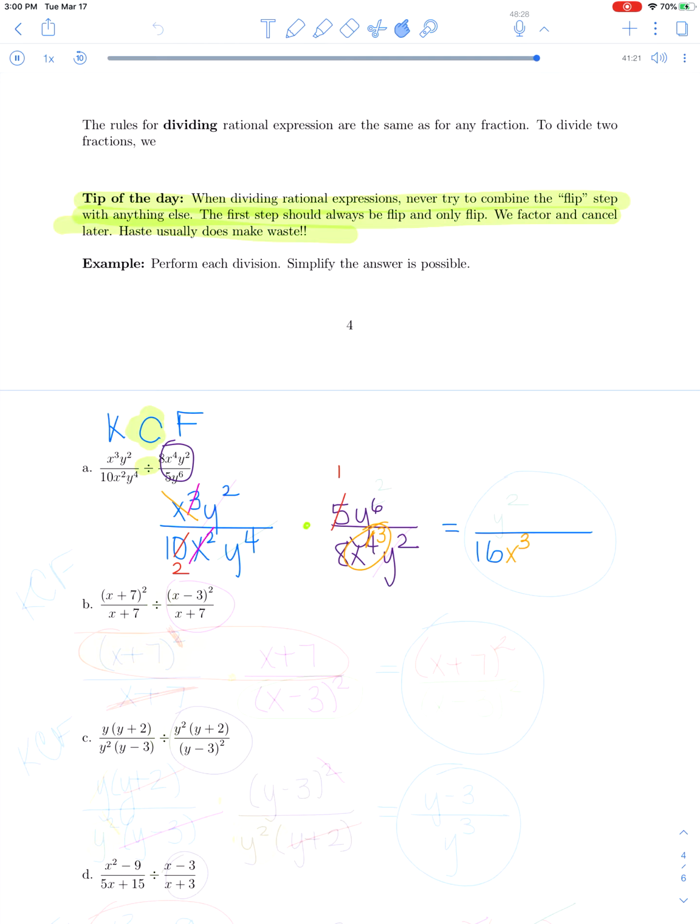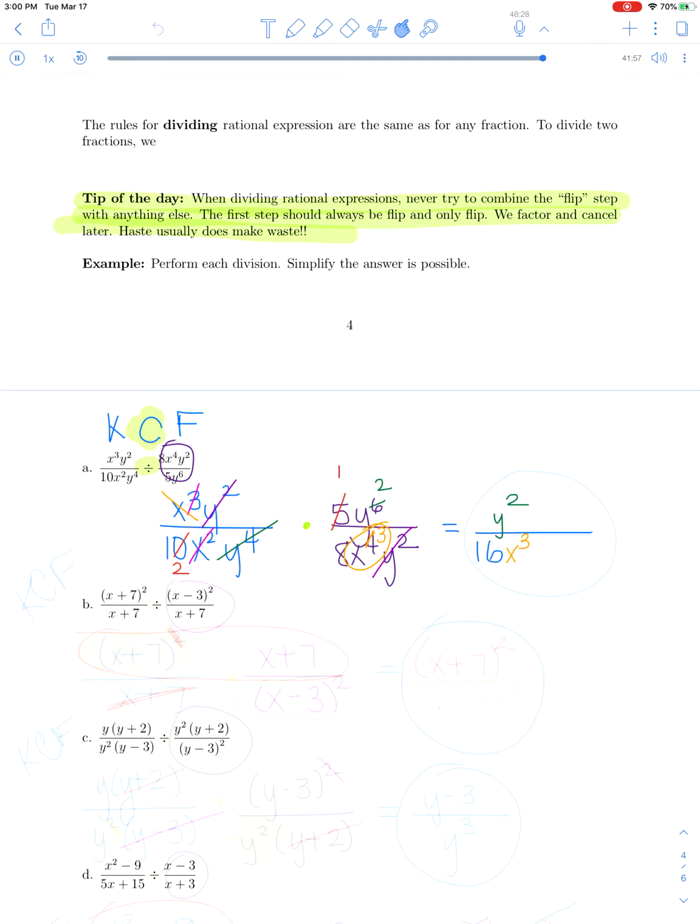Next, let's go after the y's. Notice I do have 2 y squareds that are completely by themselves on both the top and the bottom, so I can just cancel those out directly and quickly. But I also do have a y to the 4th on the bottom still, and a y to the 6th on the top, so I can reduce 4 more y's. So if I cancel out the 4 y's on the bottom with 4 out of 6 from the top, that leaves me with 2 extra y's, but notice they are on the top.